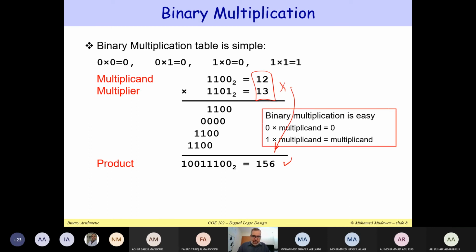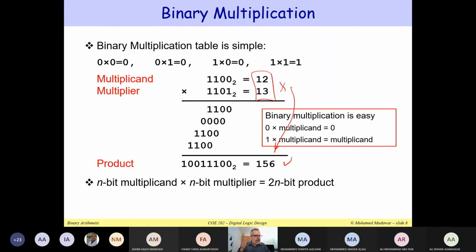It's very easy. You multiply 0 by the multiplicand, you get 0. You multiply 1 by the multiplicand, you get the multiplicand. If you have n bits multiplied by n bits, you get 2n, the number of bits in the product. So here we are multiplying 4 bits by 4 bits. So the product should consist of 8 bits. That's the product, because we are multiplying 4 bits by 4 bits. So always the product is double the number of bits in the multiplicand.